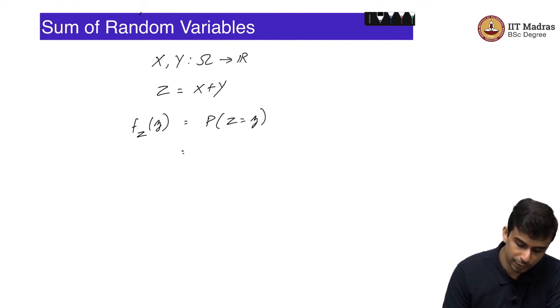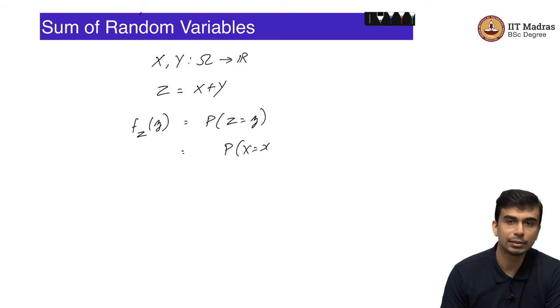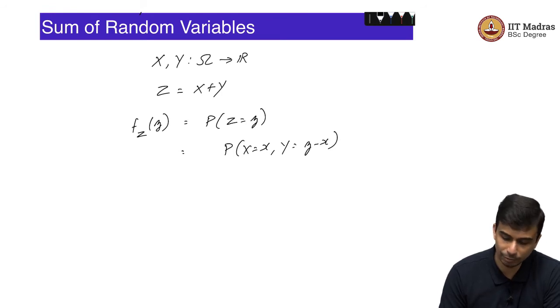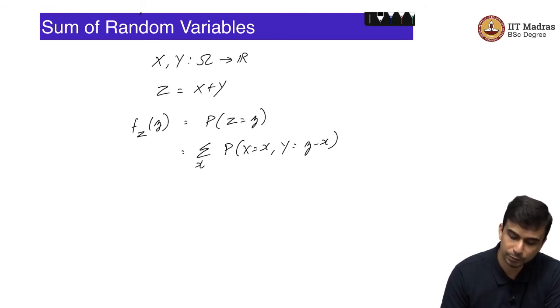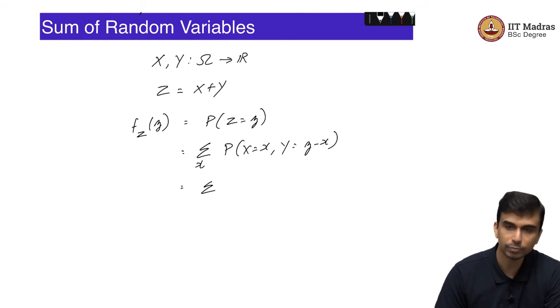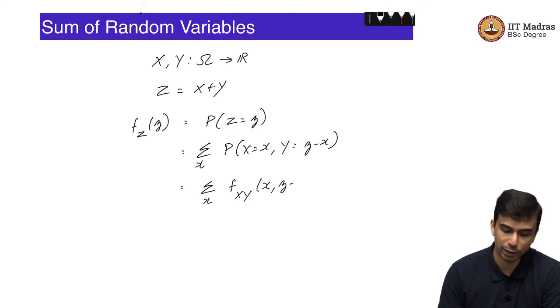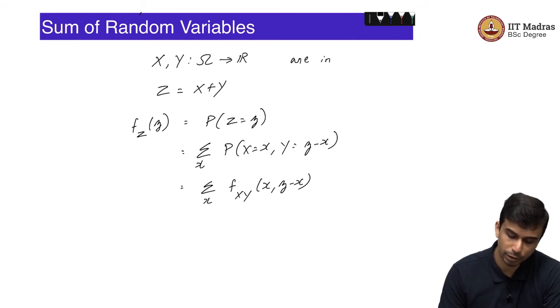Well, f_z of z is equal to probability of Z equal to z. When can Z be equal to z? Well, for any value of x, when y equal to z minus x, you get that, right. So, the probability of X equal to x and Y equal to z minus x, and this is true for any value of x. So, you have to sum over x. So, this is the sum over x of probability of X equal to x, Y equal to z minus x, which by our notation of the joint probability mass function is the sum over x of f_XY of x comma z minus x.